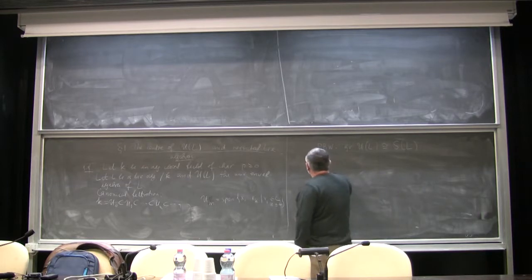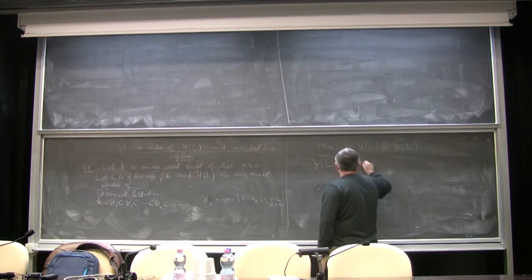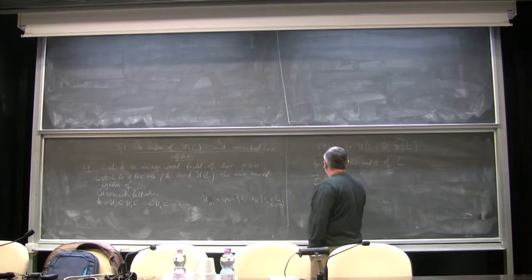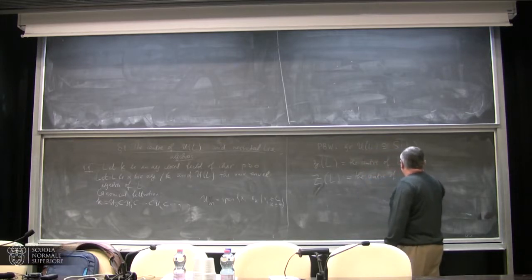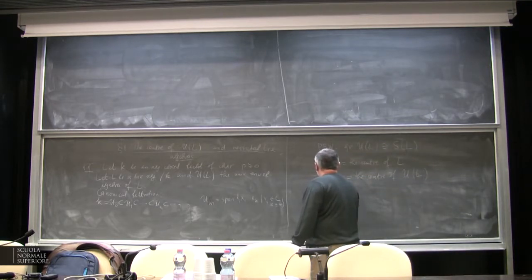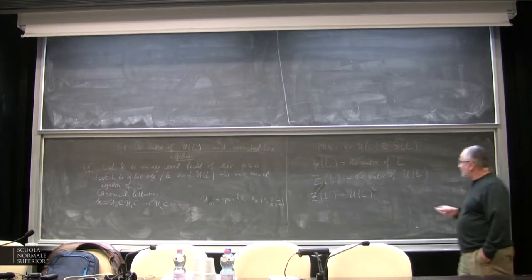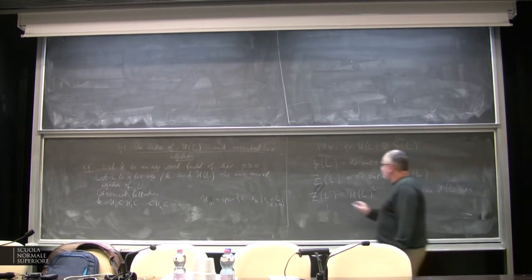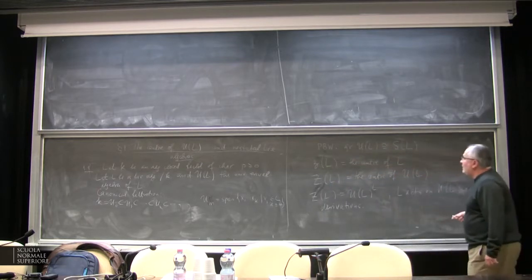Now I will use this small Gothic letter for the center of the Lie algebra L, and I will use Z of L for the center of U of L. Of course, the center of L is just the ring of all invariants of L, and so L acts on U of L as derivations. And this action extends the adjoint action of L.